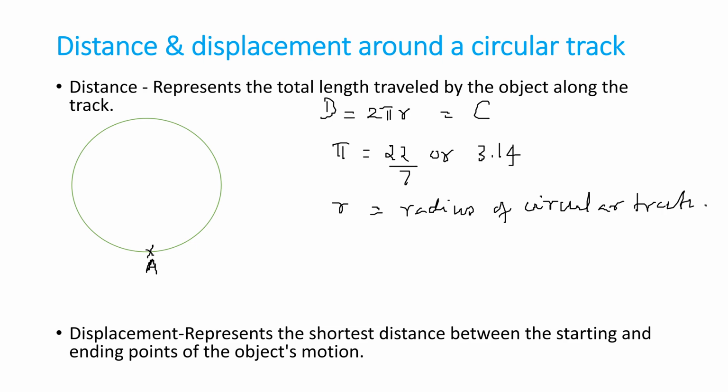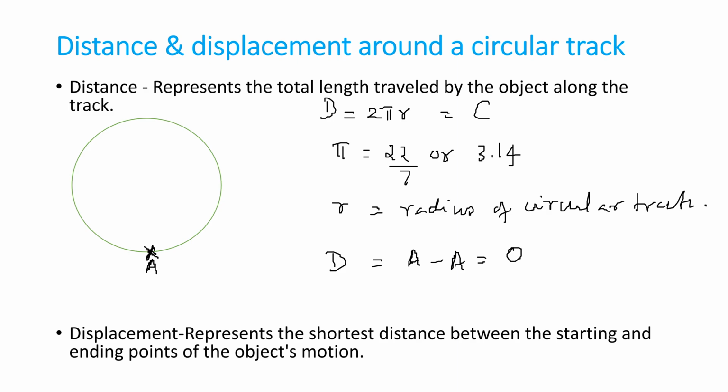Now, how to find out the displacement of the object? Suppose the object starts from A and it covers one round and it comes back to A itself. So, displacement is the minimum distance between the initial point and the final point. Here, initial point is A and the final point is also A. So, the displacement will be 0. The minimum distance between the initial point and the final point will be 0 when the object returns to the original position.